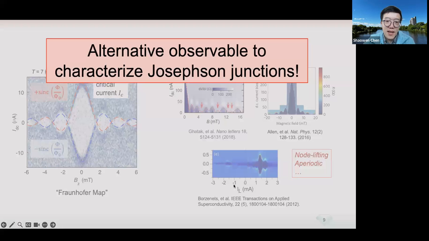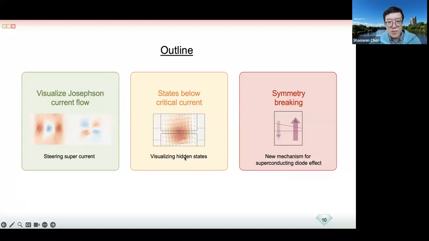So overall, this is to say that we need some alternative observables to characterize our Josephson junctions, particularly when we're in the zero resistance state, below the critical current. Okay, so this will be the outline of my talk. I will first introduce the technique we're using to visualize the Josephson current, and I will discuss two examples of what we can actually learn from this.